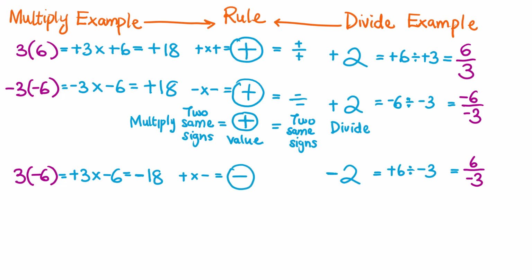Therefore, in conclusion, for multiplication, a positive times a negative value gives you a negative value. Likewise, for our division, a positive value divided by a negative value gives you a negative value.